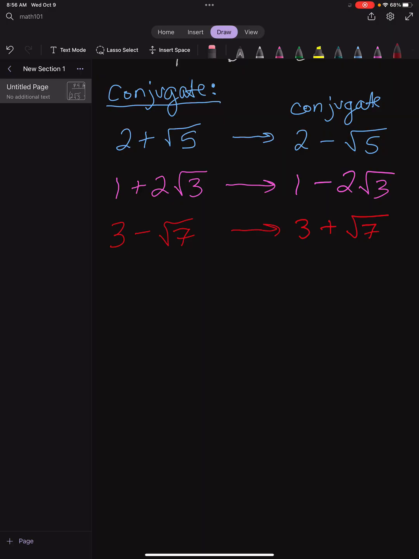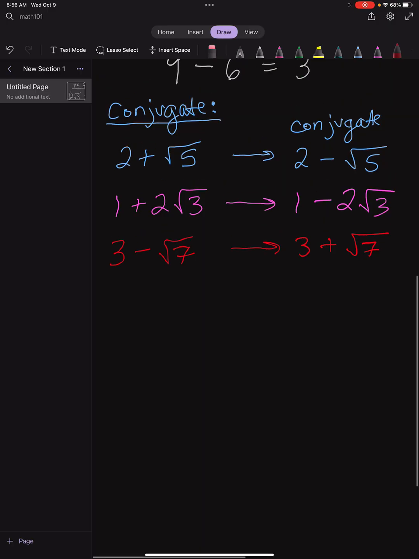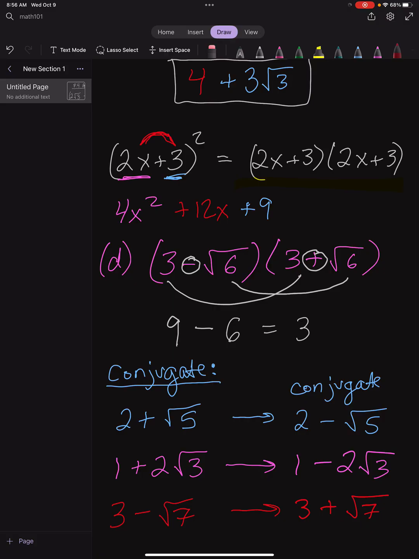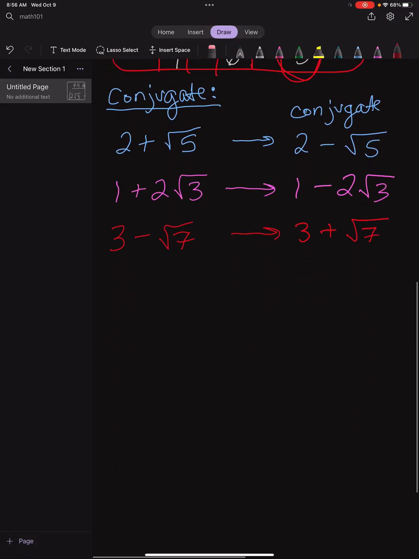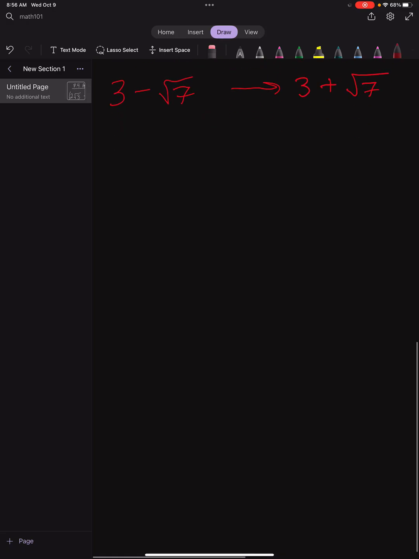Okay, why does this help us out? The reason why we're going to use the conjugate is actually going back to this example D. If you look at this example, when we multiply two conjugates together, because 3 minus root 6 and 3 plus root 6 are conjugates, the outer and inner terms of FOIL cancel, and we're going to get an integer plus or minus an integer, and we're going to have an integer answer, which means we've gotten rid of our square root. When we're trying to rationalize the denominator, that's what we're trying to do. We're trying to get rid of the square root.